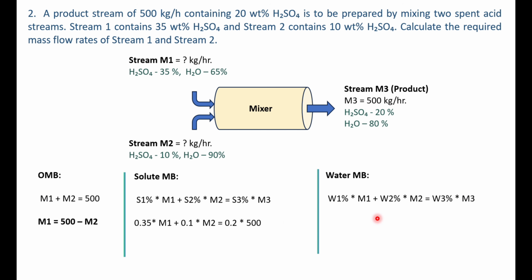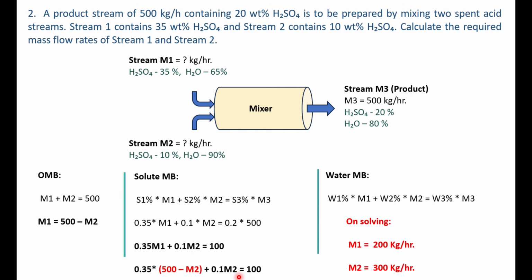Moving on to the balance, I'm simplifying to get an equation which comes to be 0.35 M1 plus 0.1 times M2, which is equal to 100. Now in this equation, I am going to replace M1 by this particular expression, that is 500 minus M2. You can see here 0.35 into, in the place of M1, I am replacing 500 minus M2, plus the remaining term 0.1 times M2, which is equal to 100. So now this is the equation in terms of M2. We can find M2 by rearranging this equation, which comes to be 300 kg per hour. So the remaining would be M1, that is 200 kg per hour.